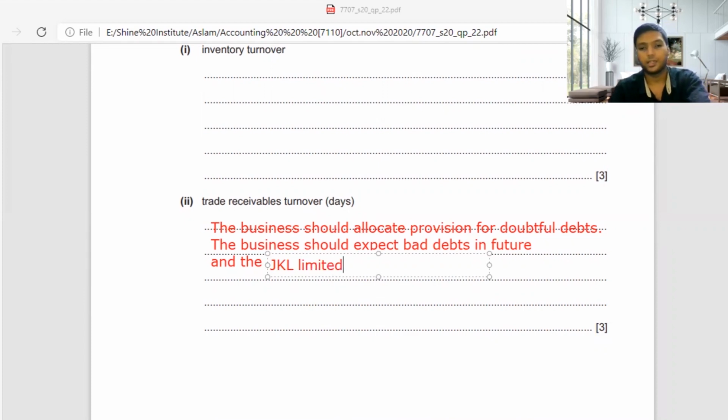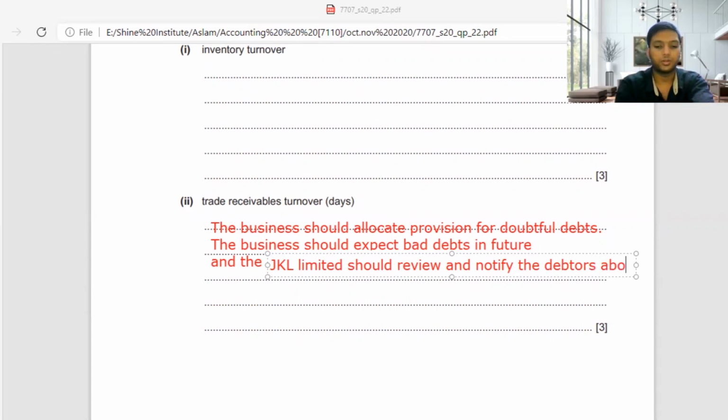I don't know, is it JKY or JKL? JKL Limited should review and notify the debtors about the payment always.